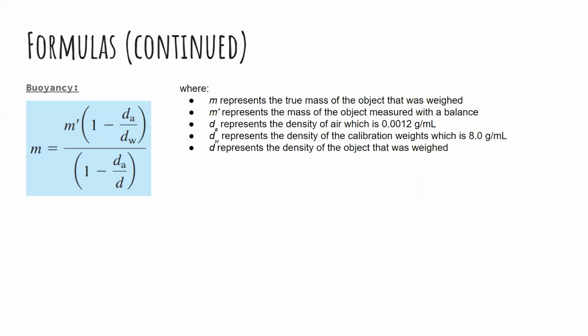dA represents the density of air, and that is 0.0012 grams per milliliter. dW represents the density of the calibration weights, which is 8.0 grams per milliliter. And finally, D represents the density of the object that was weighed.